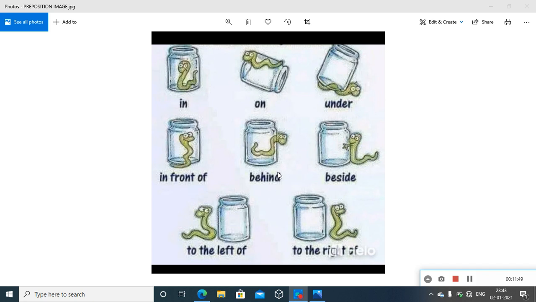Behind. So you'll have to see, the head of the snake only is shown as a clear one, and the other part is behind. As it is a transparent bottle, we can see it. So behind, it is behind. Beside, near, it talks about nearness, beside, to the left of, to the right of. So this is the way you can get an idea about the commonly used prepositions.